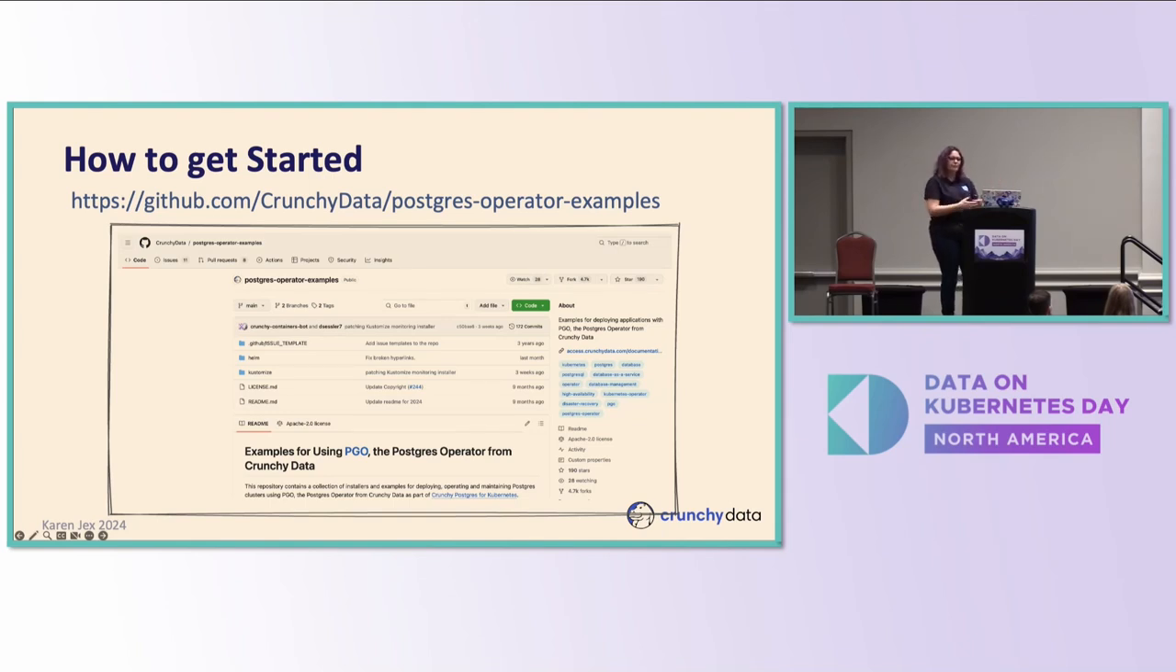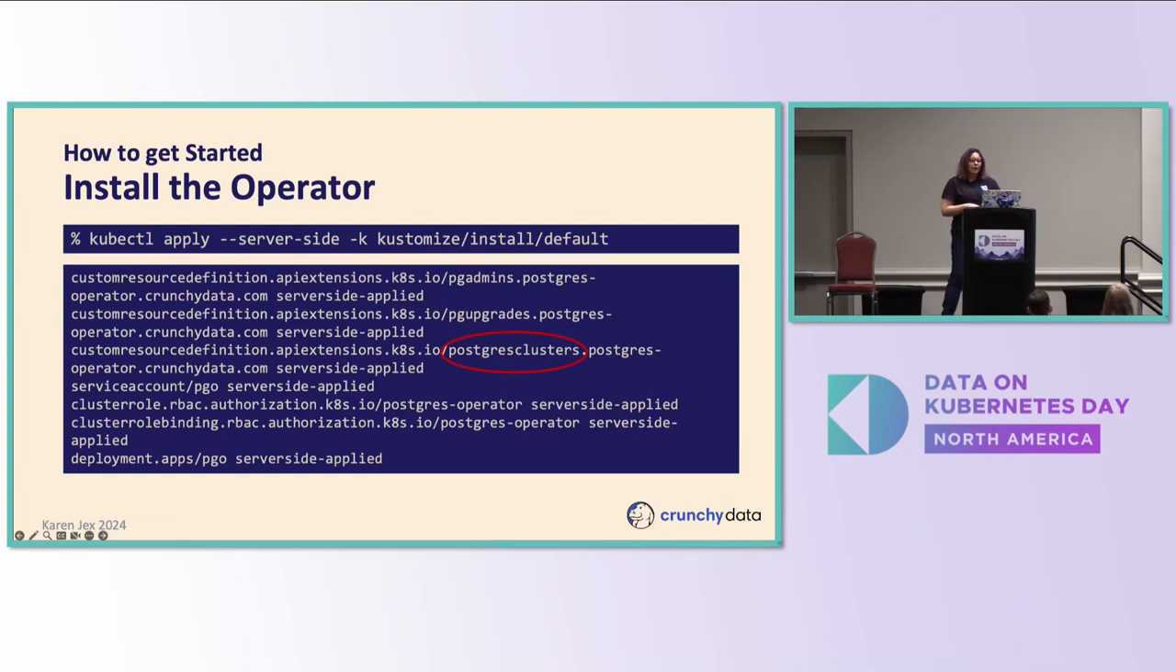Peter showed some information in his talk earlier. You can install the operator using the customized file that's available for you in the install default folder, and that will create all of the necessary resources. And the one that we're interested in here is the Postgres cluster custom resource. That's what we're going to use to define our clusters.